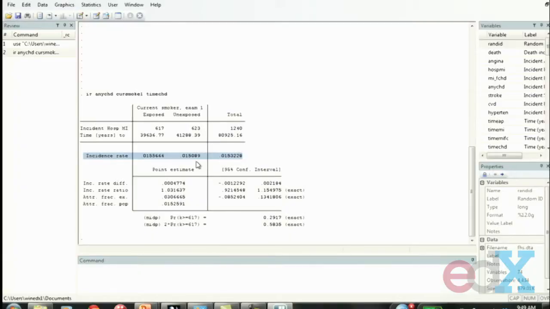If we go over to the next column, we can see the incidence rate for CHD among non-smokers. So if we multiply this number by 1,000, we can see that there were 15.1 cases of CHD per 1,000 person years among non-smokers in our cohort. If we compare the two numbers, we can see that the incidence rate of CHD was higher among smokers than among non-smokers.